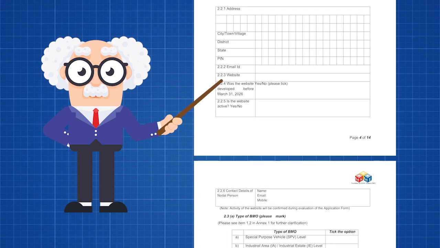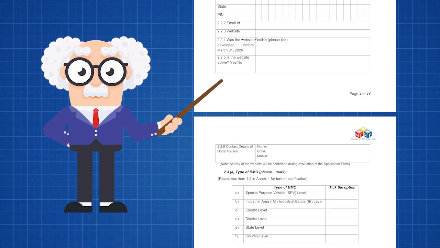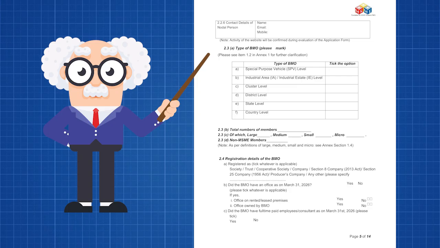Under 2.2.4, tick yes or no. Was this website developed before March 31st, 2026? Under 2.2.5, tick yes or no. Is the website currently active? Please note, FMC will independently verify whether your website is active during evaluation, so make sure your answer is accurate. Under 2.2.6, provide the contact details of your nodal person. This is the main point of contact for your application. Give their full name, email address, and mobile number.